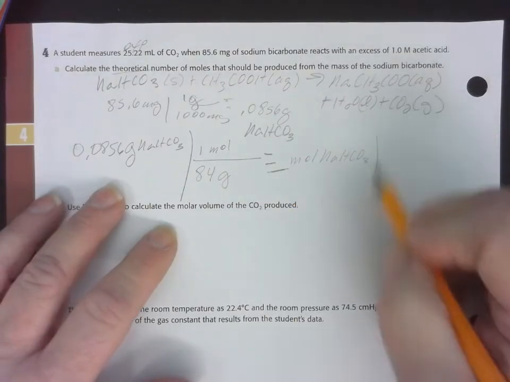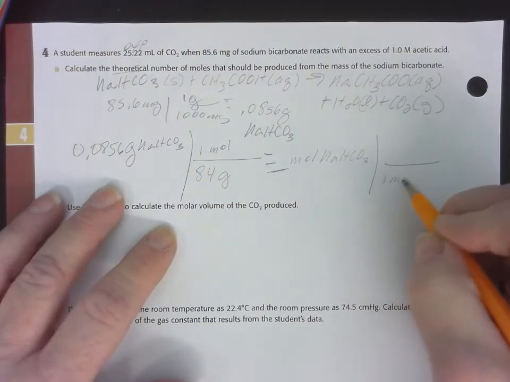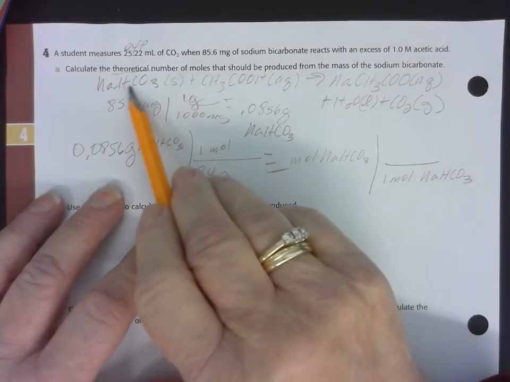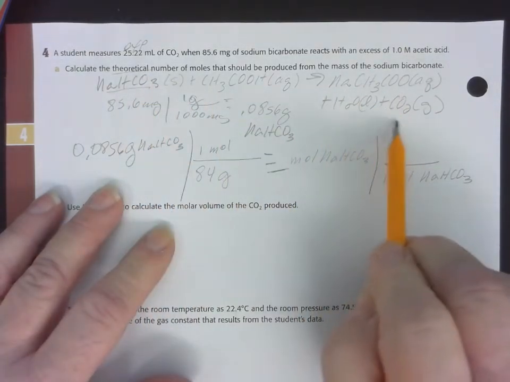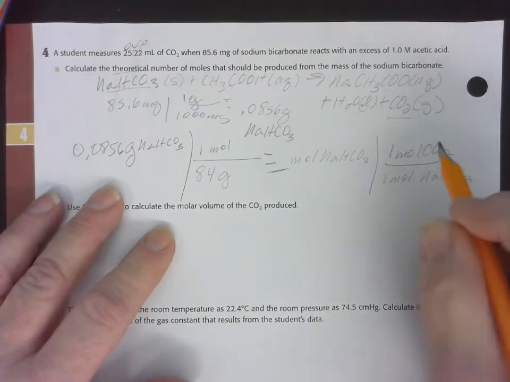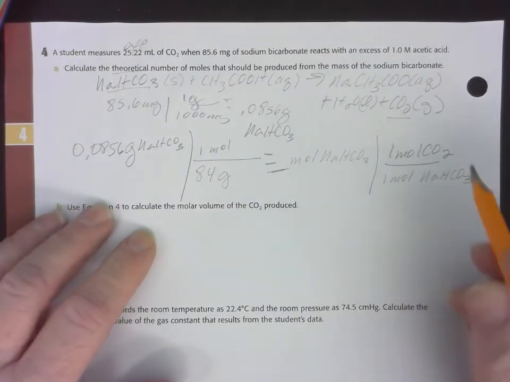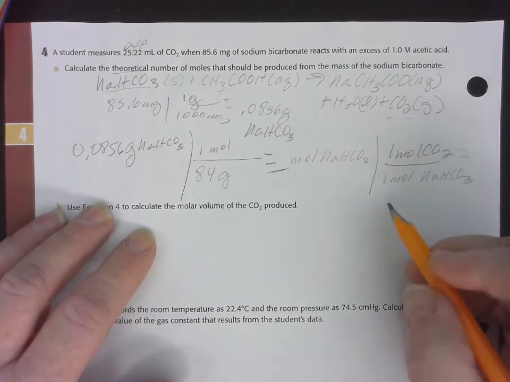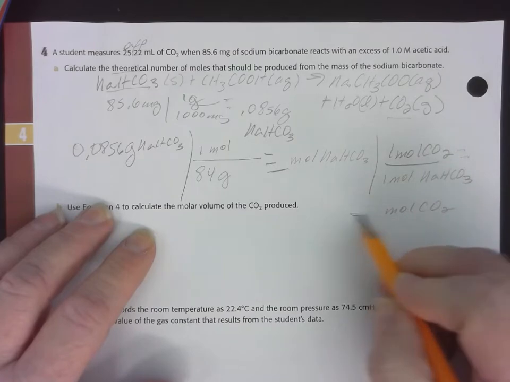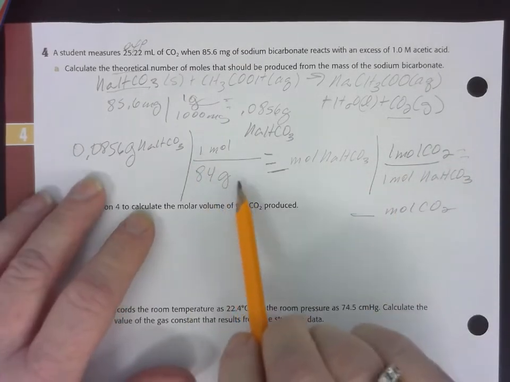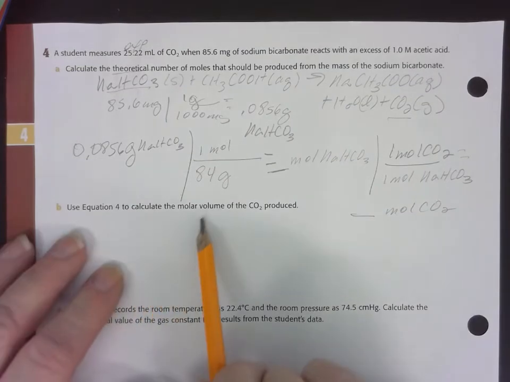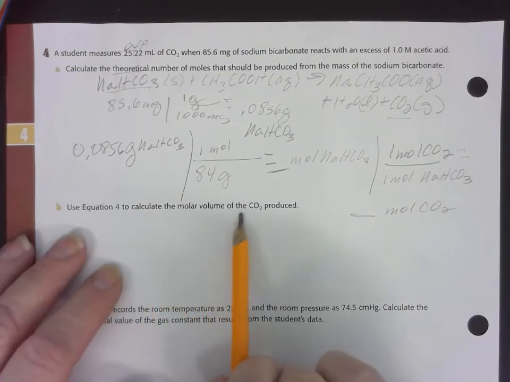And then we know for every mole of sodium hydrogen carbonate, we get 1 mole of this and we get 1 mole of that. So 1 mole of CO2 using our molar ratio. So that will give us the number of moles of CO2. So when you carry out this, you'll find that.